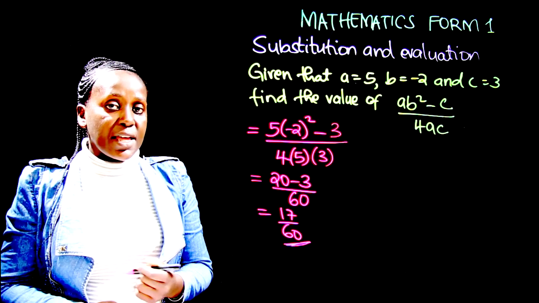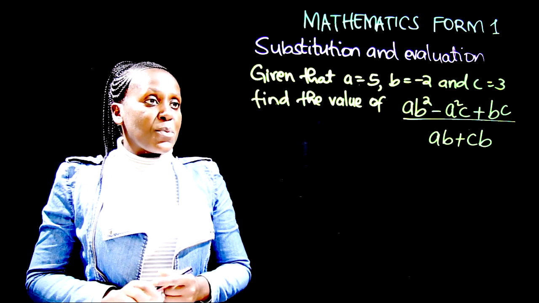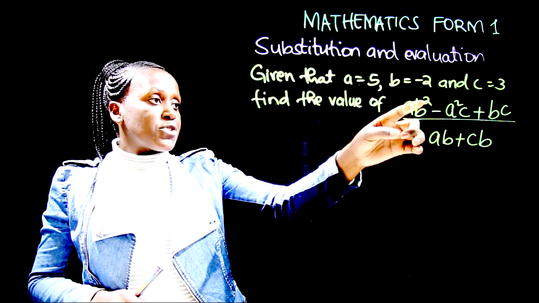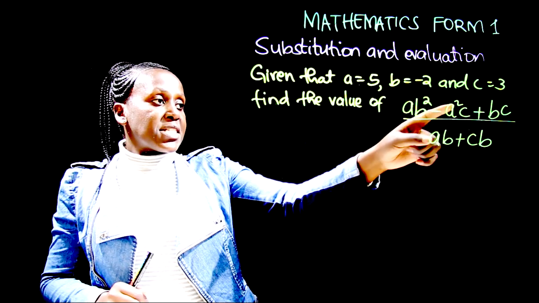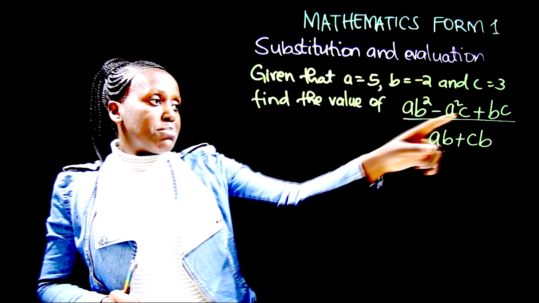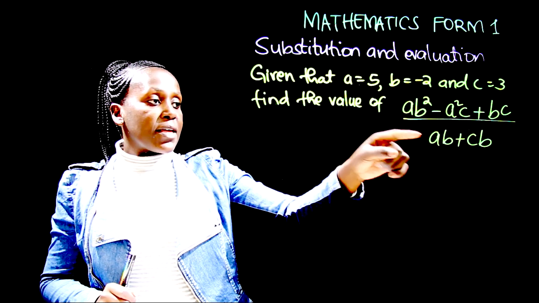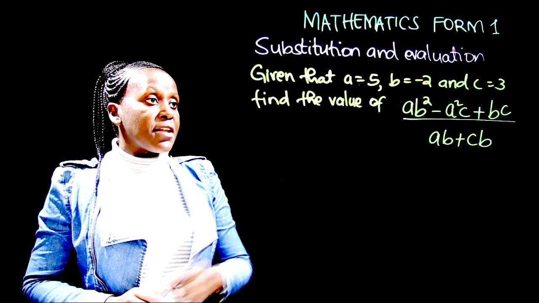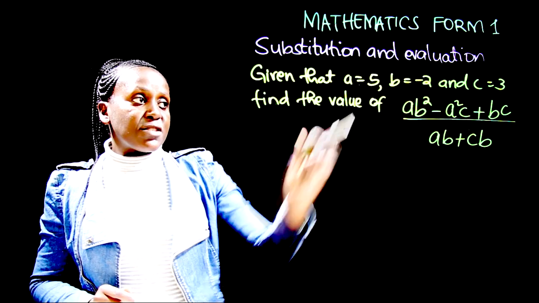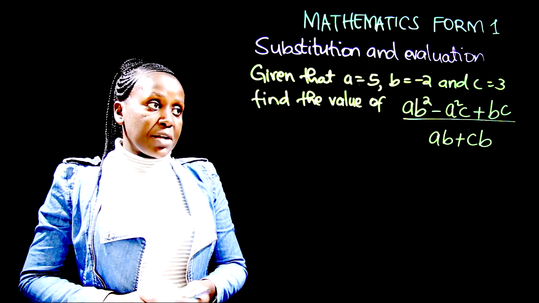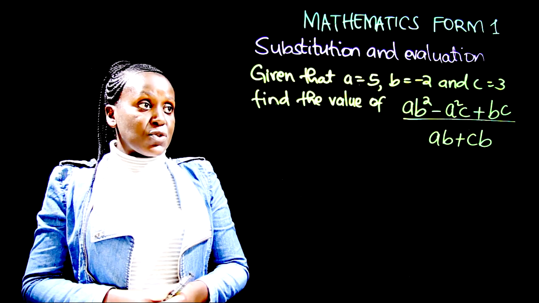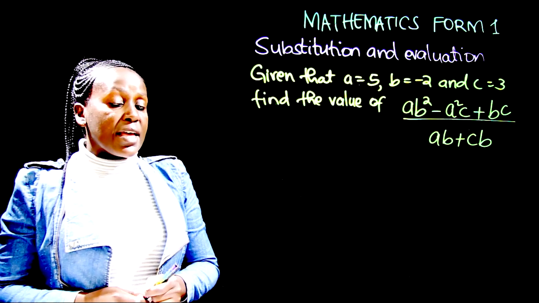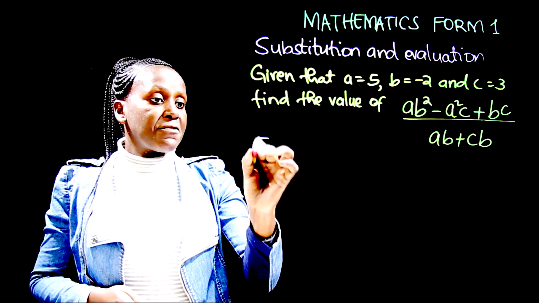Let us look at another example. In this question, we are going to determine the value of ab squared minus a squared c plus bc over ab plus cb, given that the values of a are 5, b is -2, and c is 3. So we are going to substitute these values in each of these letters. So a is 5. So we will have 5.